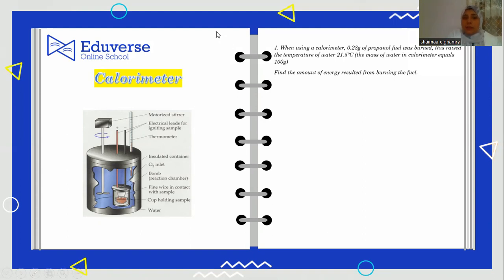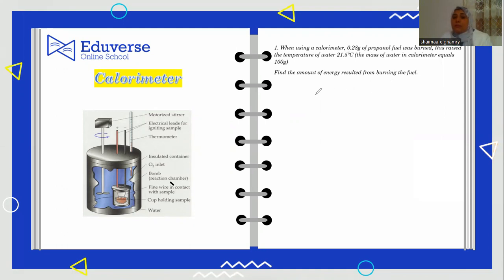Here we have a problem. When using a calorimeter, 0.28 gram of propanol fuel was burned. This raised the temperature of water by 21.5 degrees Celsius. The mass of water in the calorimeter equals 100 gram. Find the amount of energy resulting from burning this fuel.